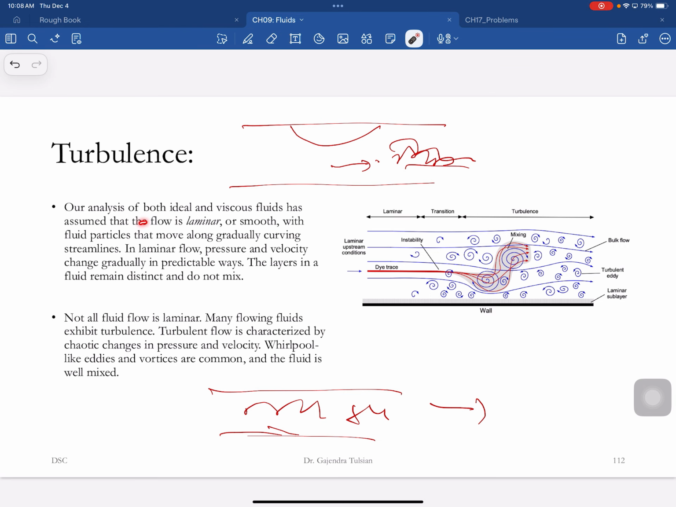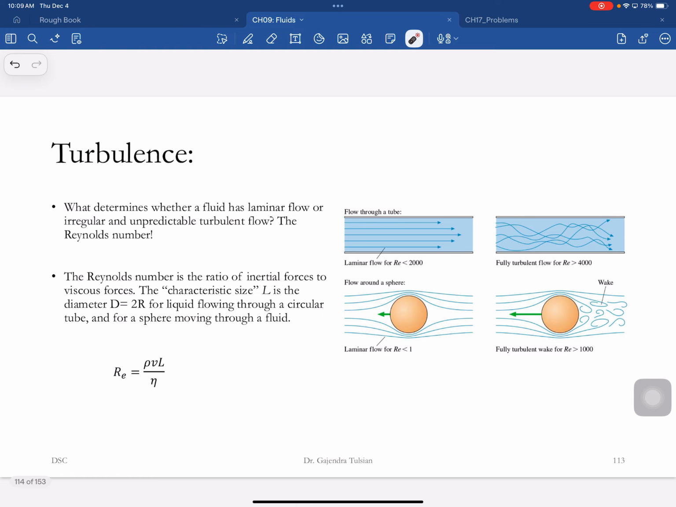Not all fluid flow is laminar. Many flowing fluids exhibit turbulence. Turbulent flow is characterized by chaotic changes in pressure and velocity. Whirlpools, eddies, and vortices are common, and the fluid is well mixed. Here is laminar flow. You want laminar flow in your blood vessels. Here is turbulent flow. And you get turbulence if the fluid velocity increases above a certain amount.